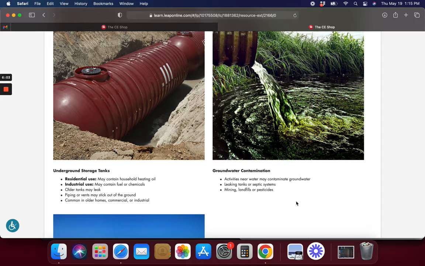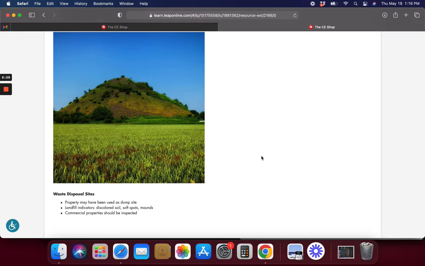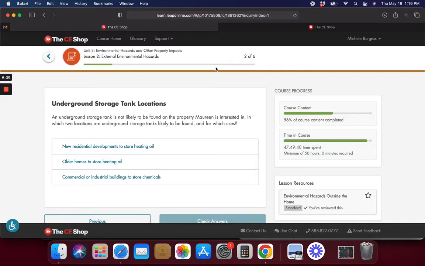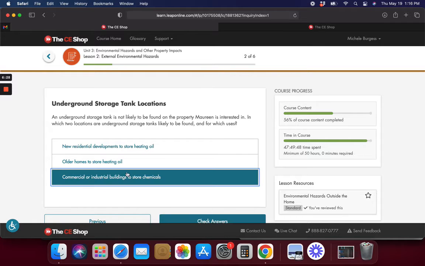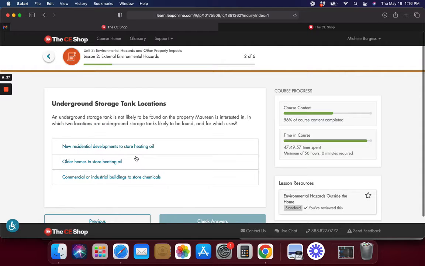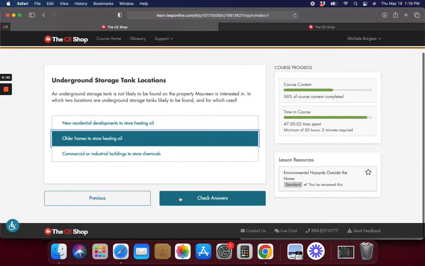Groundwater contamination. If you're close to a landfill, waste disposal sites, discolored soil. All right, let's go. Underground storage tank is not likely to be found on the property. And which two locations are underground storage tanks likely to be found? I would say commercial, new residential developments, older homes to store heating oil.